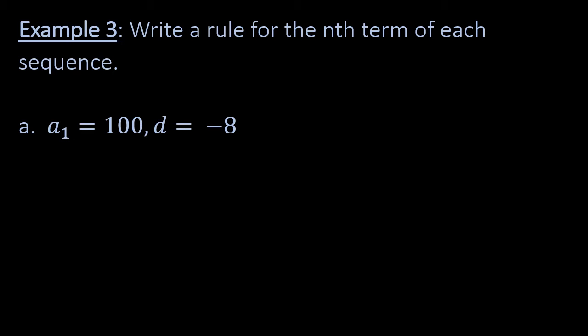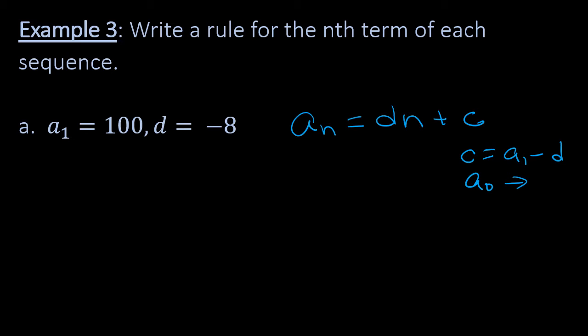All right, so let's write a rule for the nth term of each sequence. So if you look back at your formulas, you have 2 formulas. I'm going to use the one that says a sub n equals dn plus c, where c equals a sub 1 minus d. And this is really basically like c is going to be a sub 0. So if you think of that in terms of linear functions, that's kind of like your y-intercept.